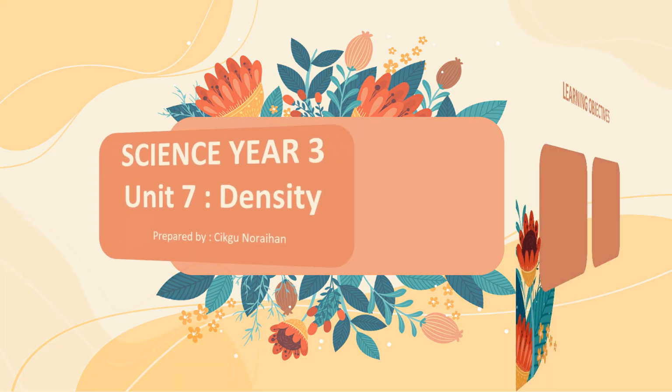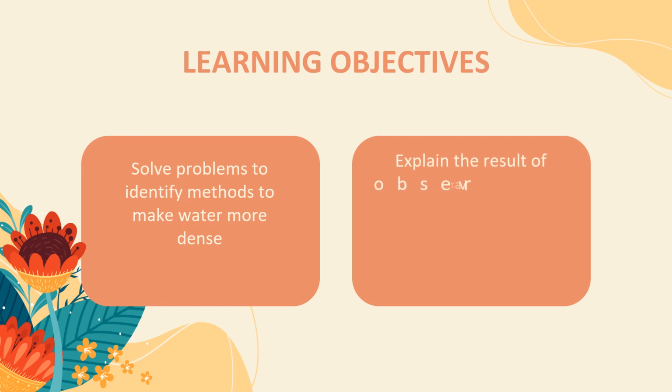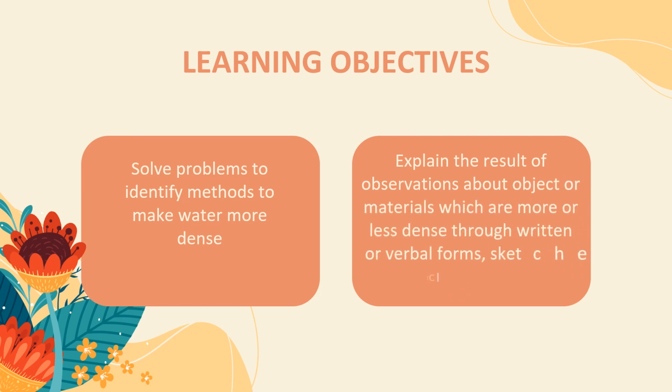There are two learning objectives for today's lesson. The first one, at the end of the lesson, I want all of you to know how to solve problems to identify methods to make water more dense. Second objective, I want you to know how to explain the results of observations about objects or materials which are more or less dense through written or verbal forms, sketches, or ICT in a creative way.